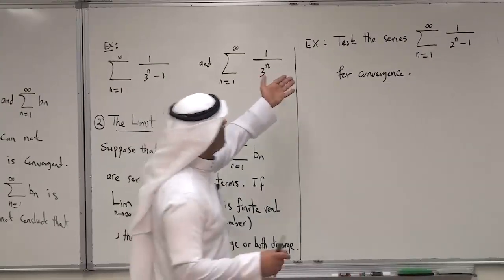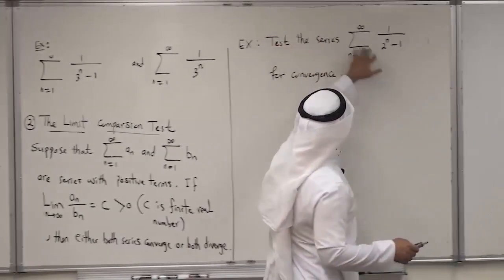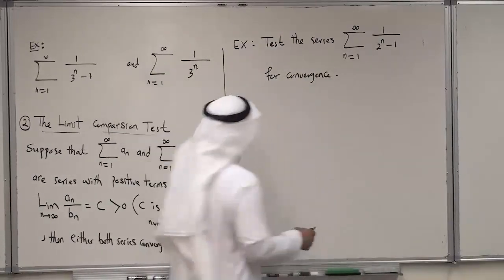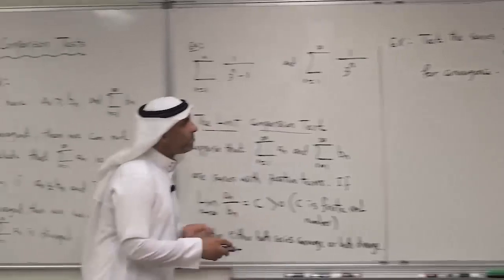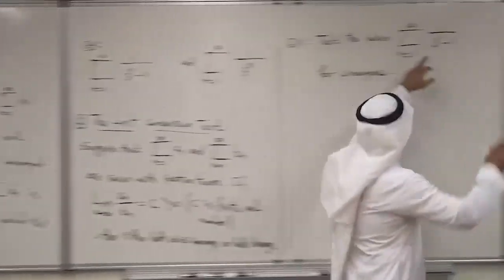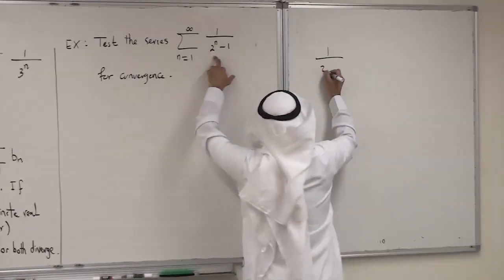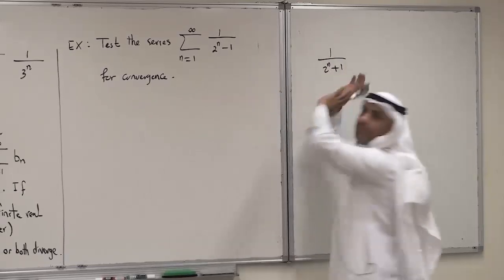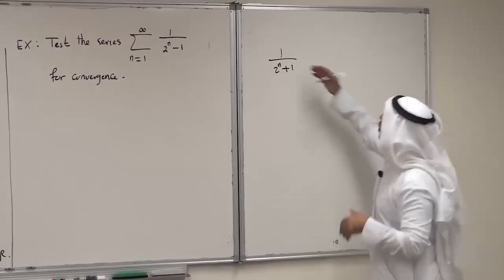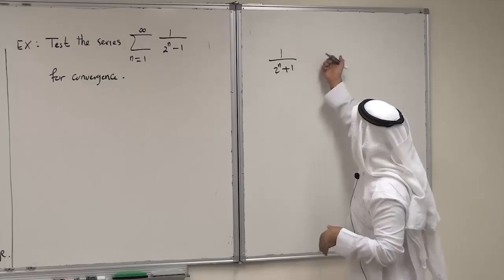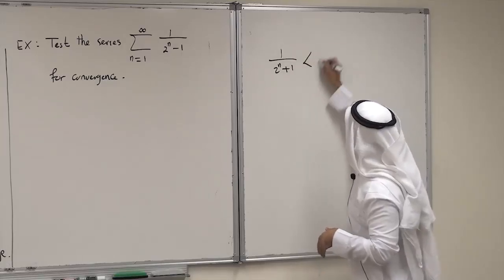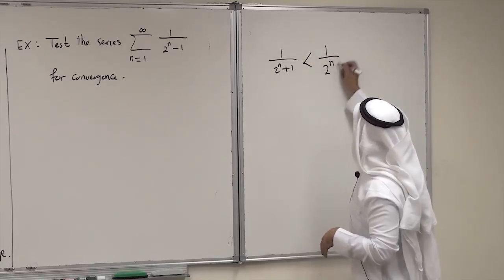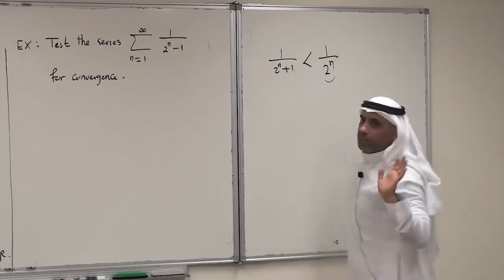The first exercise says test the series given for convergence, which is almost similar to our question here. Remember, if this question were like 1 over 2 to the n plus 1, we have no problem. We can apply the comparison test, because we can compare this one to be less than 1 over 2 to the n, and this is convergent, so this is convergent by the comparison test.